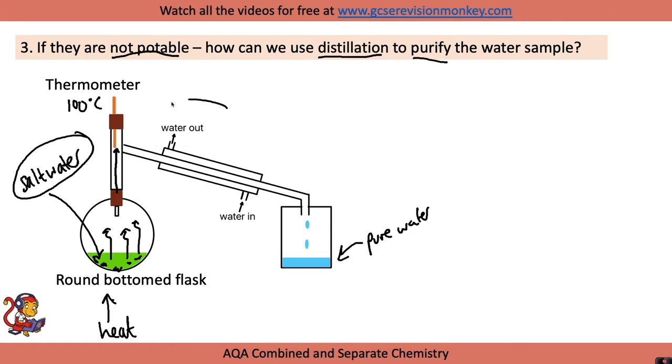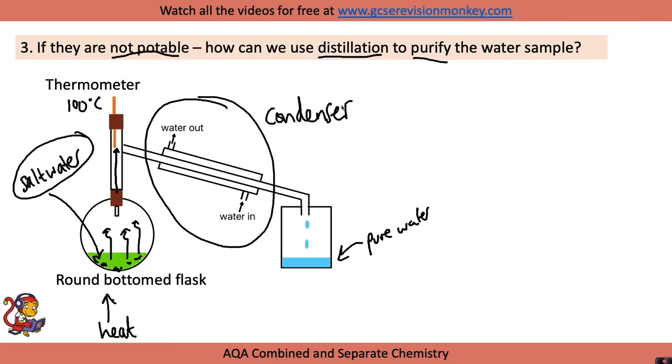This piece of equipment here is called the condenser, or you might see it written as the condensing tube. So the condenser is kept cold by this cold water going in and around the glassware. It doesn't mix with what's in the middle, it just goes around the glassware to keep it cool. And as the water vapour comes in here, it is then condensed into a liquid and then it will collect as pure water in the beaker.